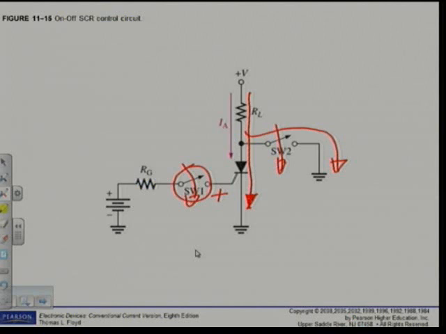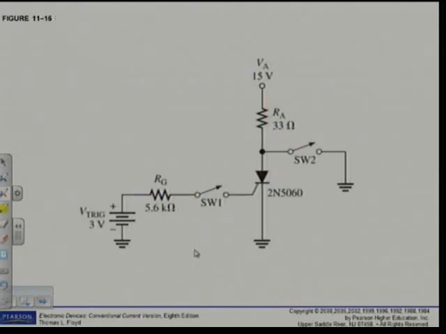Alright, the next circuit, that is on page 563. Alright, there's an example. Let's quickly look at the example. There's example 11.3. You can go and work through the example 11.3 on your own for homework.